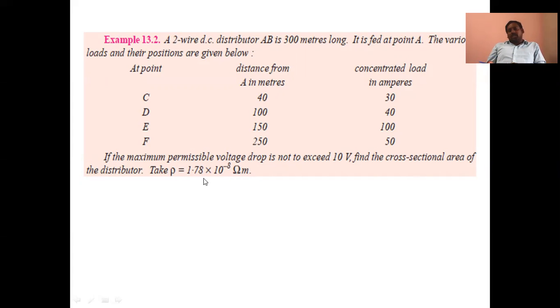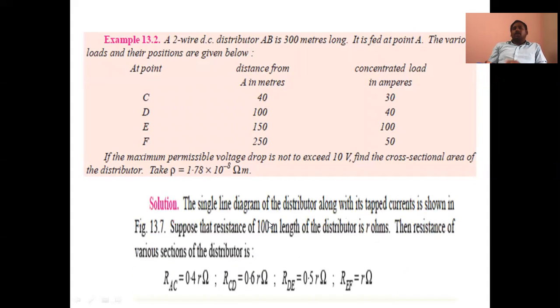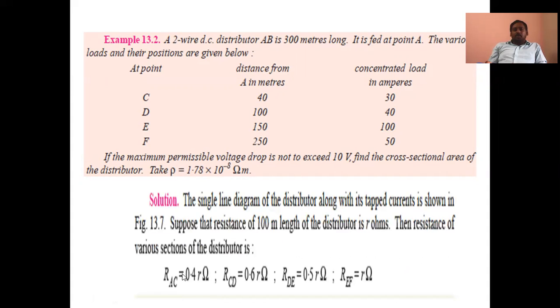Take rho is equal to 1.78 into 10 power minus 8 ohm-meter. That means here the voltage drop across the distributor, 10 volts, is given. The rho value is given. Length value is given. From this we can find out the cross-sectional area of the distributor. Resistance is rho into L by A. If the R value is determined, then we can easily determine it. In order to determine the R value, simply we have the formula. What is that? RAC is equal to 0.4 R ohm.